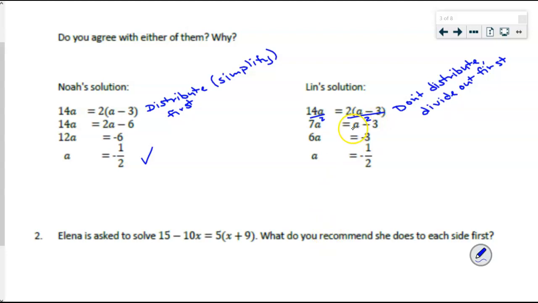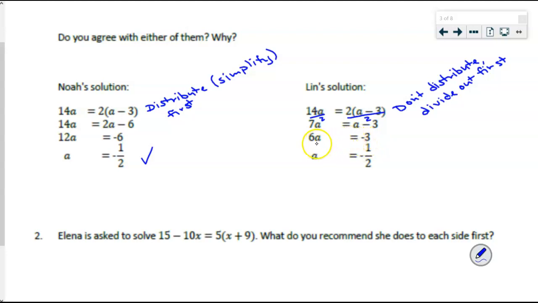All right, let's follow along with the rest of it. Now we have our 7a is equal to a minus 3. Next step, how'd they go from here to here? Yep, took away an a from each side. Subtract out this a, now it zeroes out. Subtract out this a to balance it. 7a minus a is 6a. So I have 6a is equal to negative 3.